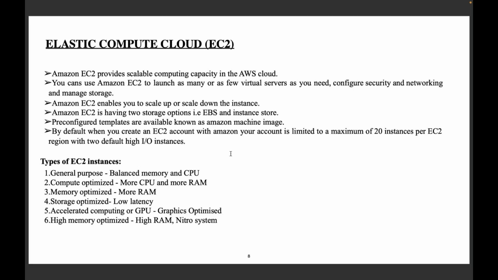EC2 enables you to scale up or scale down the instances as per the traffic. It has two storage options: one is EBS and one is instance storage. These are some basic concepts about EC2. Now, what are the different types of EC2 instances? There are basically six types: general purpose, compute optimized, memory optimized, storage optimized, accelerated computing, and high memory optimized instances.